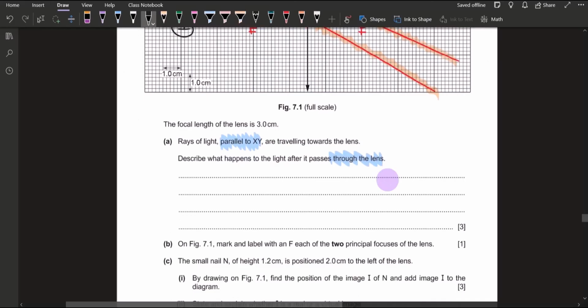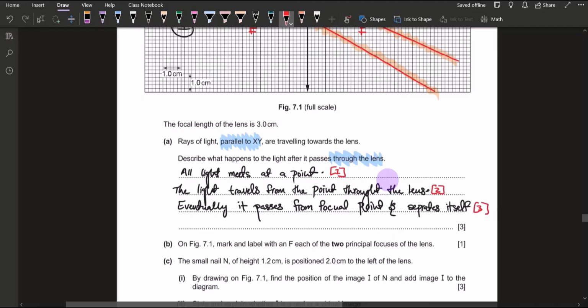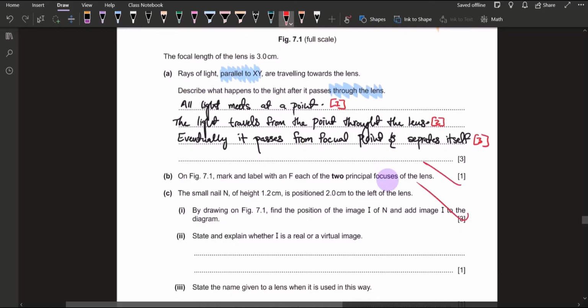The first point is going to be all light meets at a point. The light travels from the point through the lens. And then eventually it passes through the focal point and separates itself. And we'll get 3 marks for this. So the marks distribution is going to be for the first one, second one, and the third statement, respectively. And we are done with part B and C as well.